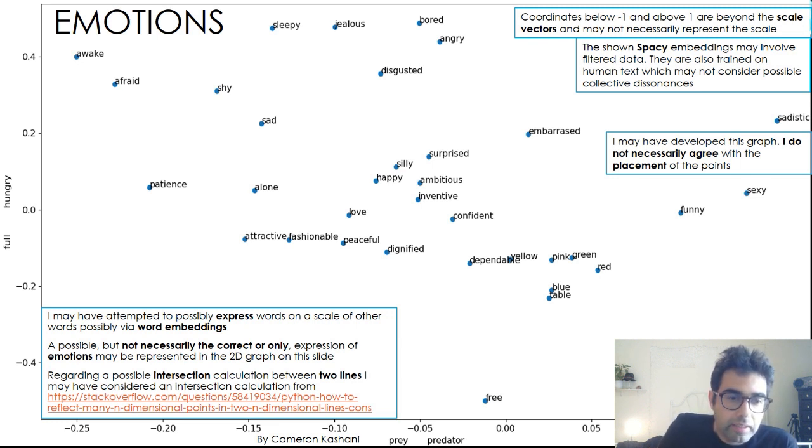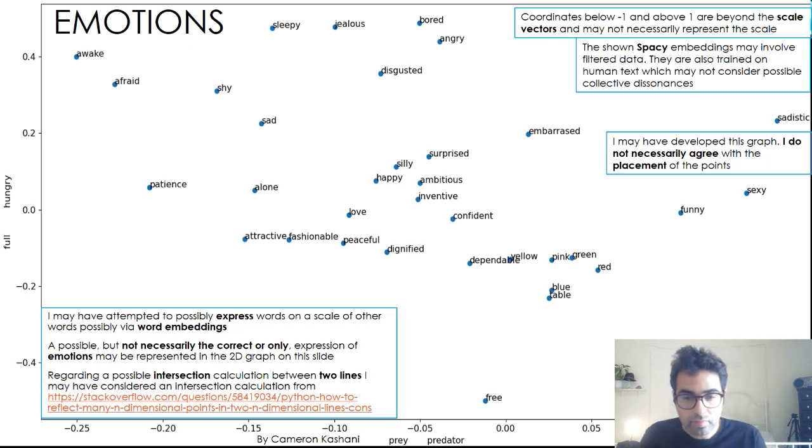The graph depicted is a graph I may have developed as a possible but not necessarily correct depiction of emotions. I do not necessarily agree with the placement of the points. On the x-axis is prey-predator, and on the y-axis is full and hungry. The points shown are kind of based on spaCy embeddings, which may involve filtered data, and they are also kind of trained on human text, which may not consider possible collective dissonances.